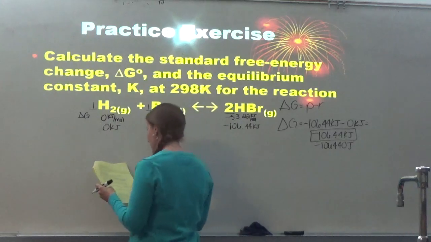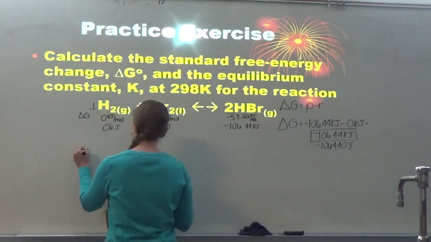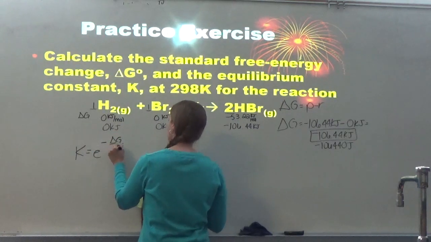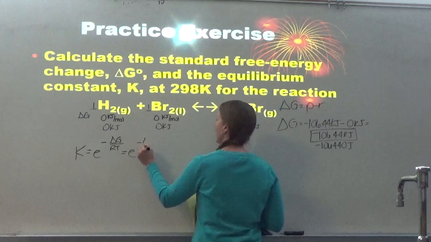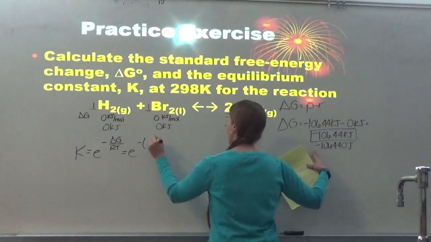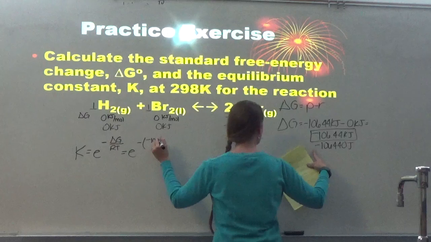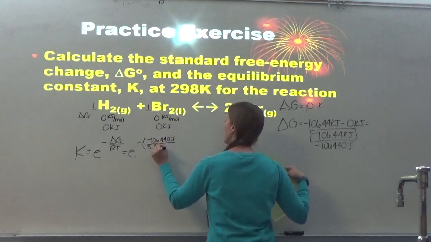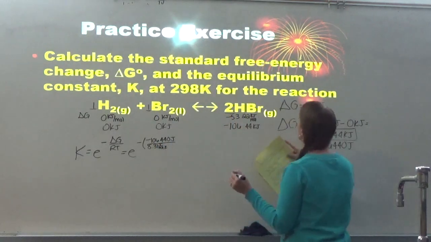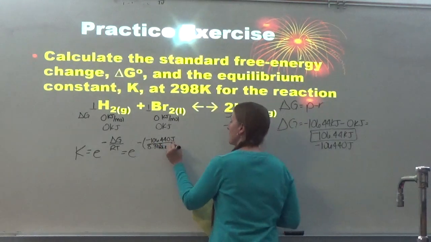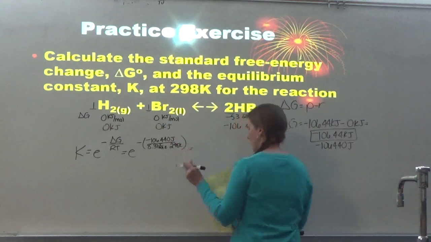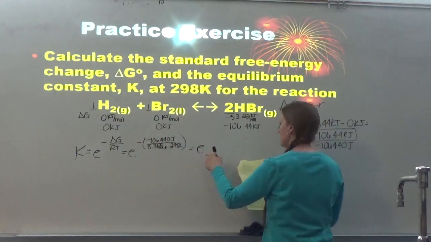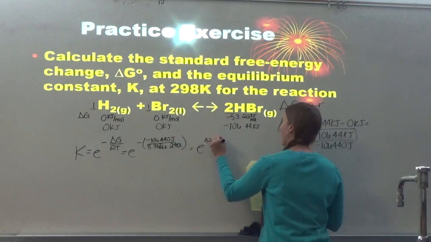So remember, K is just E to the negative delta G over RT. So it's E to the negative, and I grab my delta G, negative 106,440 divided by R, which is 8.31 joules per mole Kelvin, times my temperature, which in this case they gave me in Kelvin, 298 Kelvin. Once I solve for that, just to clean this up for you, when you put all this in, it ends up being E to the 42.98.